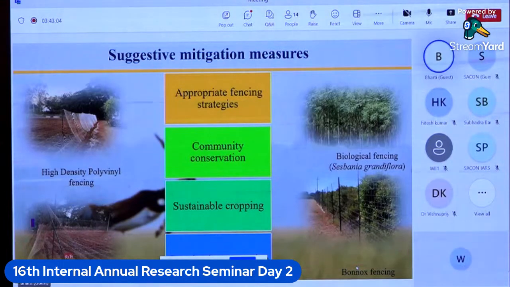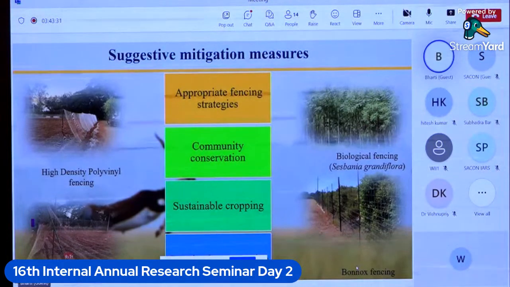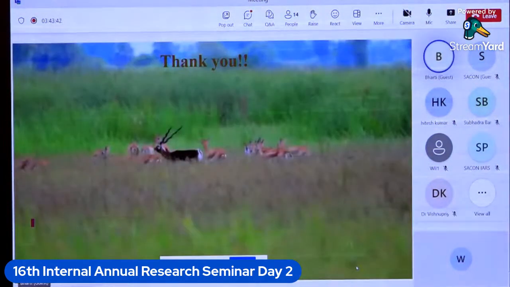In addition to appropriate fencing, conservation strategies such as community conservation, as in Ganjam in Odisha, using a sustainable cropping pattern where the farmers are sowing one particular crop, so the damage will be distributed among all the farmers at one time, and grassland conservation can definitely be a big help. Overall, I would say that a seasonal analysis would definitely give a much clearer picture about the population estimation of blackbuck in the district. Towards the end, I would like to acknowledge the following people, and thank you very much.